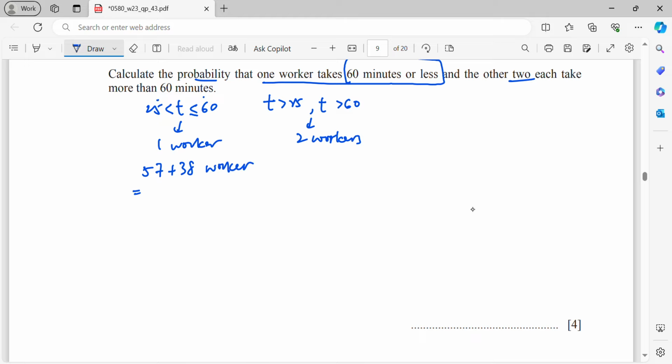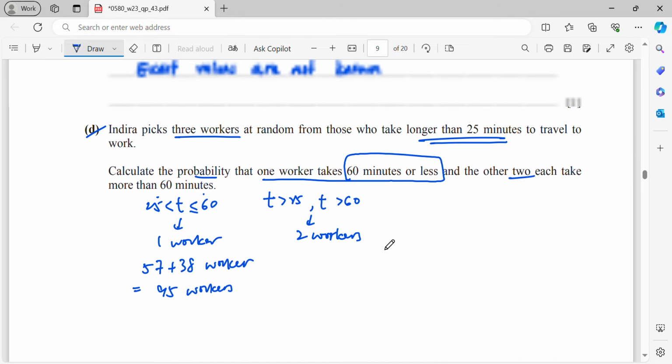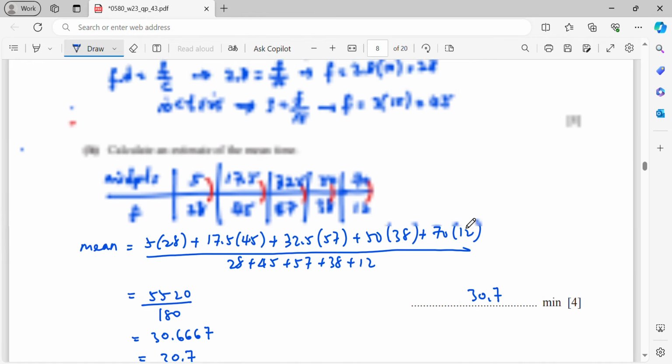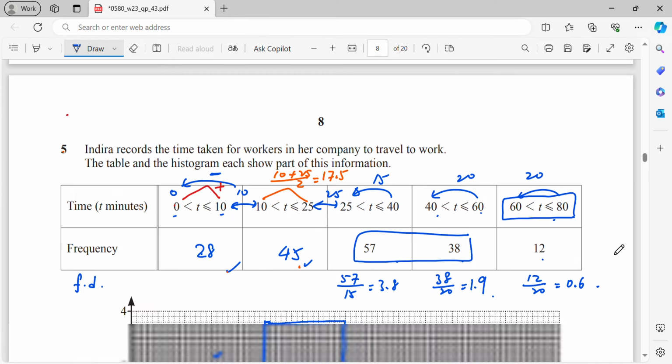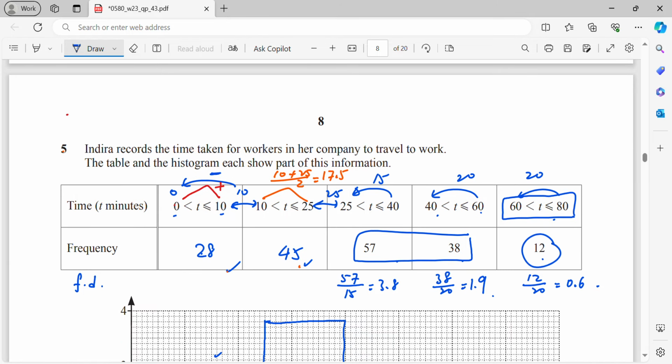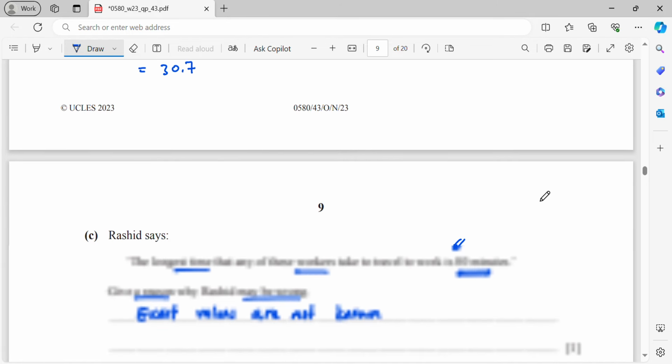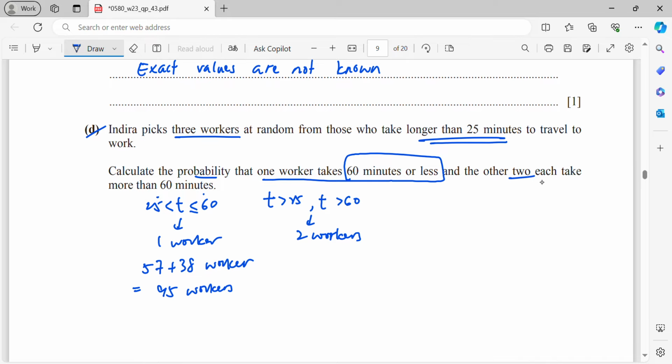That means this is how much? This is 95. Okay, then greater than 25 and greater than 60. So greater than 60 is 12. So here I have 12 workers. Here you take 2, here you take 1, but the total workers is 12 workers.